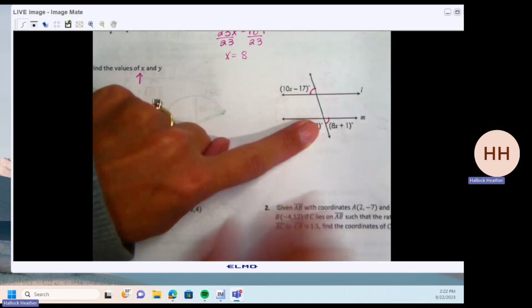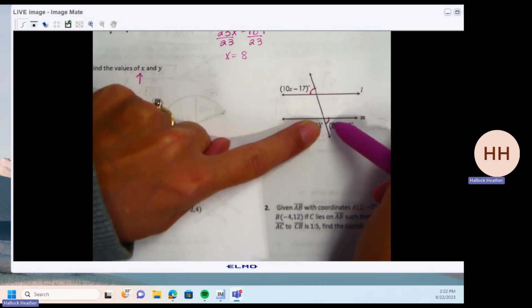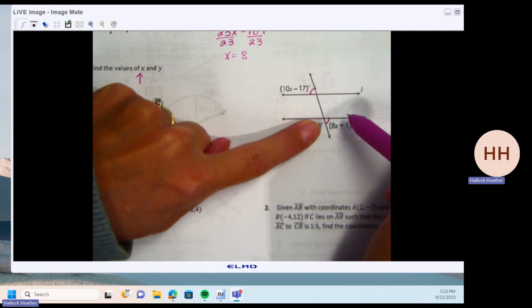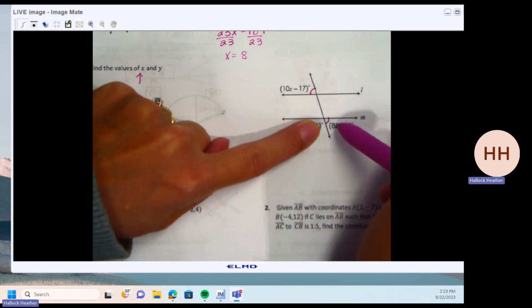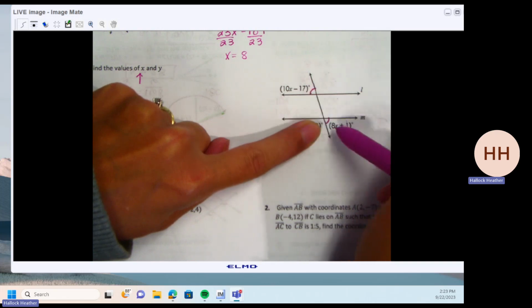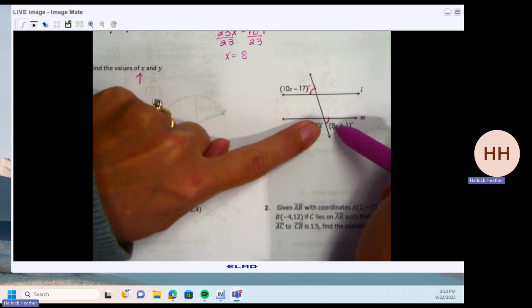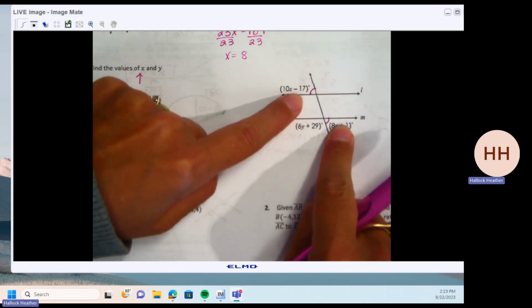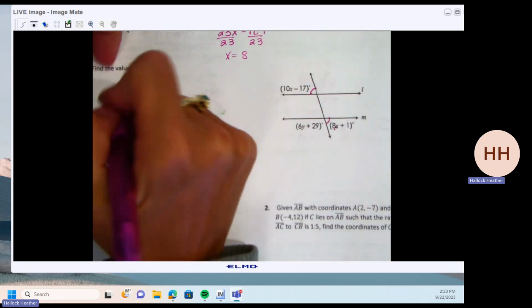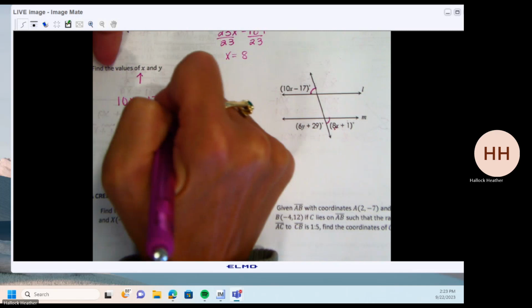If I disregard y for right now, they're both on the outside. They're exterior angles, and they're on opposite sides of the parallel line or the transversal. So they're alternate exterior. Alternate exterior angles are congruent to each other. So I'm going to set this piece and this piece equal to one another. So I could do 10x minus 17 equals 8x plus 1.